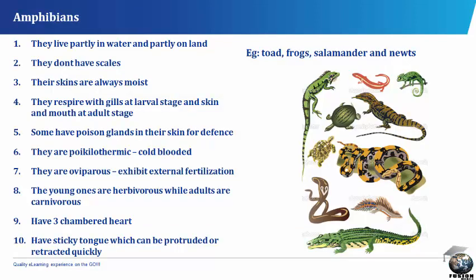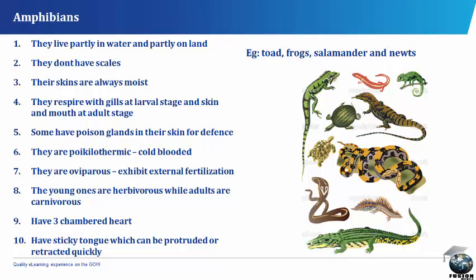Amphibians. They are organisms that live partly in water and partly on land. They do not have scales. Their skins are always moist. They respire with gills at larval stage and skin and mouth at adult stage. Some have poison glands in their skin for defense. They are poikilothermic, that is cold-blooded.